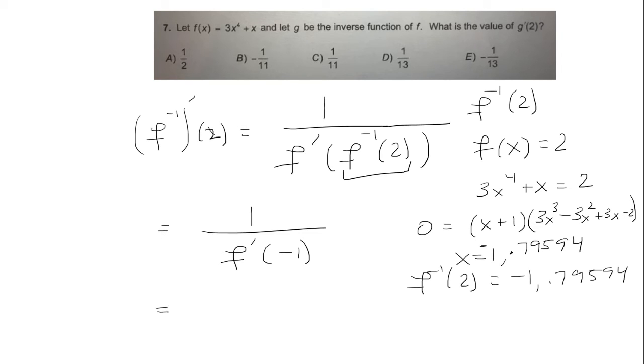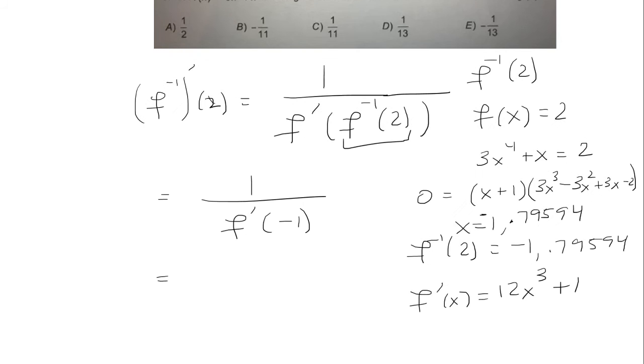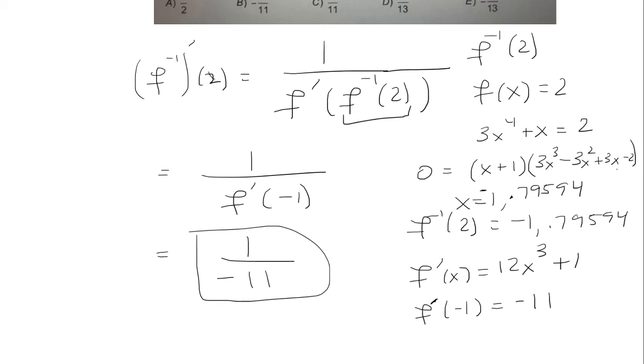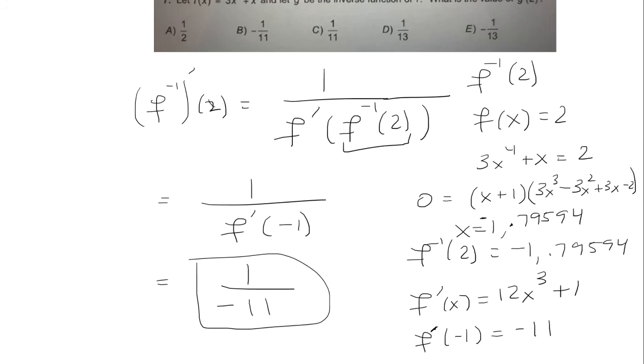Okay. So now we want to find f prime of -1. I don't know what that is, so let's find the derivative. The derivative is 12x cubed plus 1. If I plug in -1 for x, I get -11. So substitute that in. It's 1 over -11, or -1 over 11. So the answer choice is B.